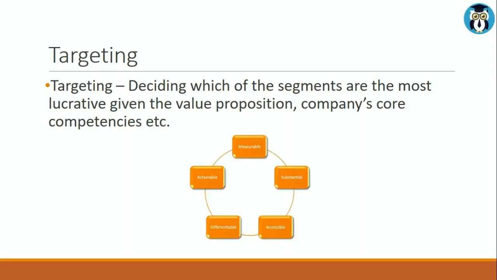Now we have already looked at this graphic in the previous video, which says that in order for a segment to be profitable to a company, it needs to be measurable, substantial, accessible, differentiable, and actionable, which is true even when I'm deciding which segments to target, because these are the basic criteria, and no segment which does not fulfill all of these criteria can ever be a target for me. However, there are a lot of other additional criteria that I have to consider when I'm deciding upon my target segment, and I'll look at that in the coming slides.